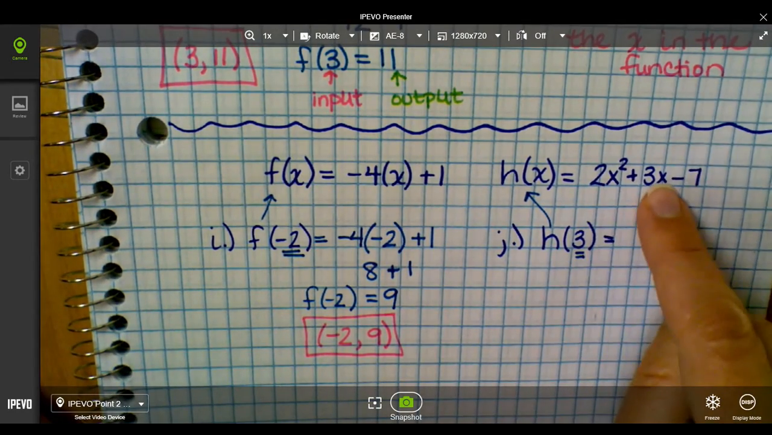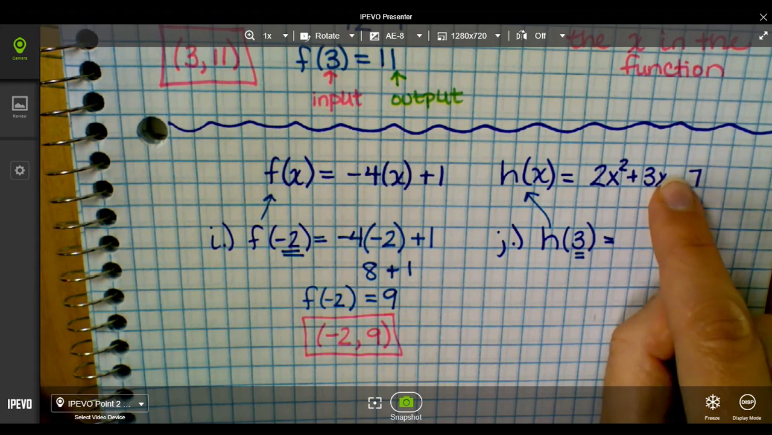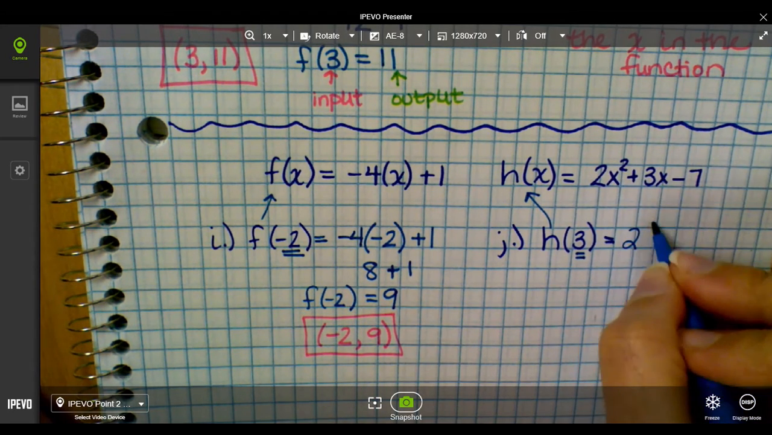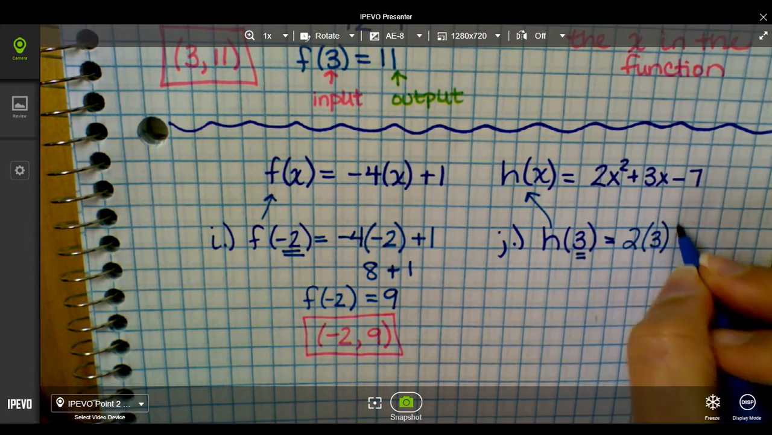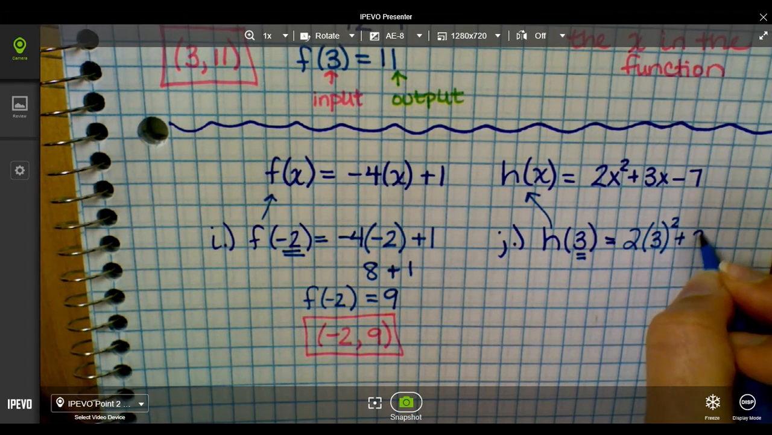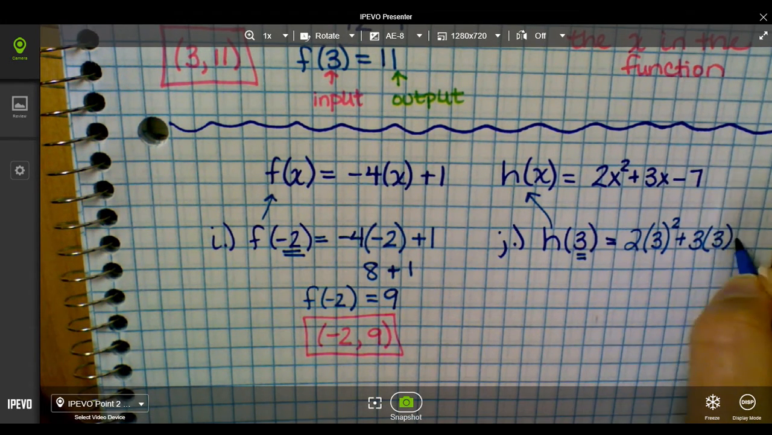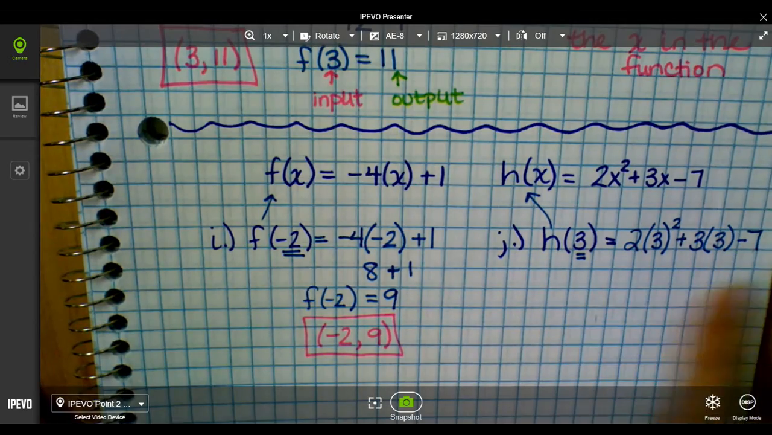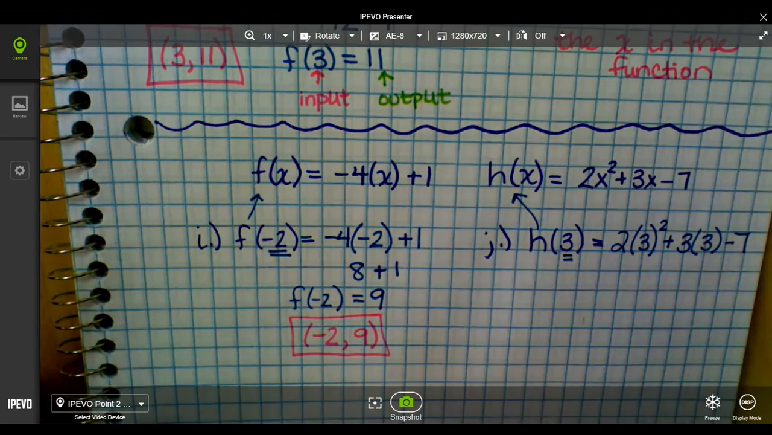And for every single x, notice how this is a quadratic. I have 2 sets of x's over here. I want to plug it into every single one. So I'm going to have 2 times 3 squared plus 3 times 3, and then -7. So there should be no more x's once you plug in that 3.